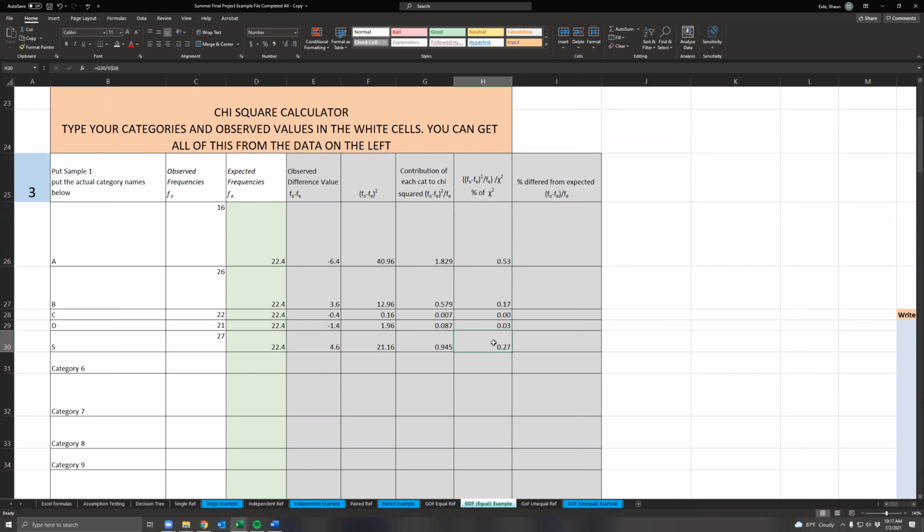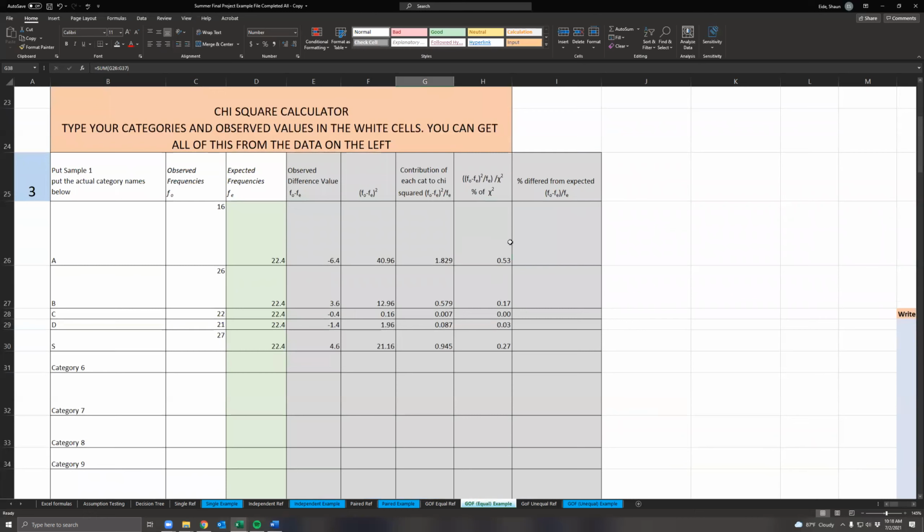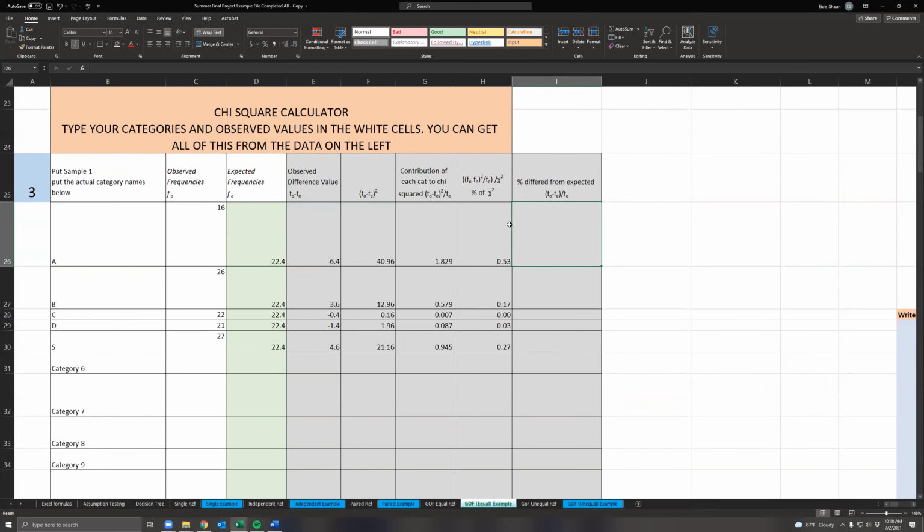These are the three that I care about. I only want you to interpret them if they're over 10%, if they contribute more than 10% to the chi-squared value. Okay, so the next thing that we're going to do, so we've determined that this one contributes 53%, this one contributes 17%, and this one contributes 27% to the overall chi-squared value. The next thing that we're going to do is we're going to do equals frequency observed minus frequency expected divided by frequency expected. And the reason why we're doing this is because we're saying this is the percent that it differed from what was expected.